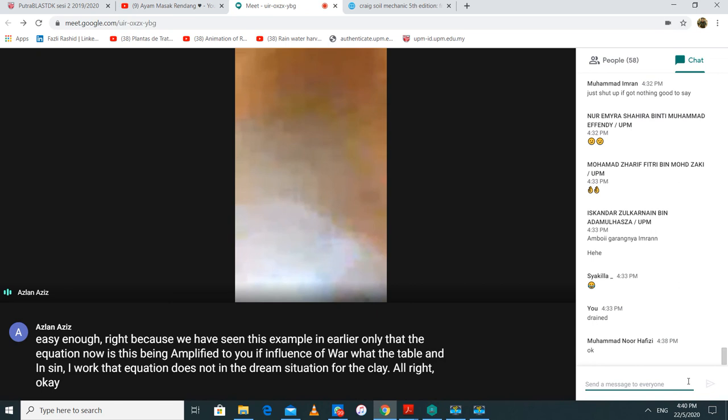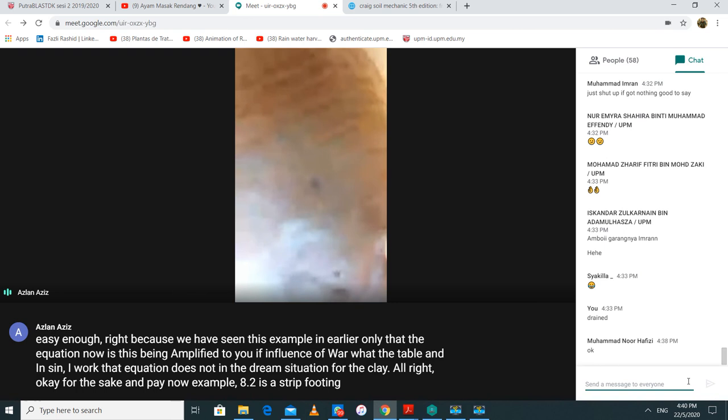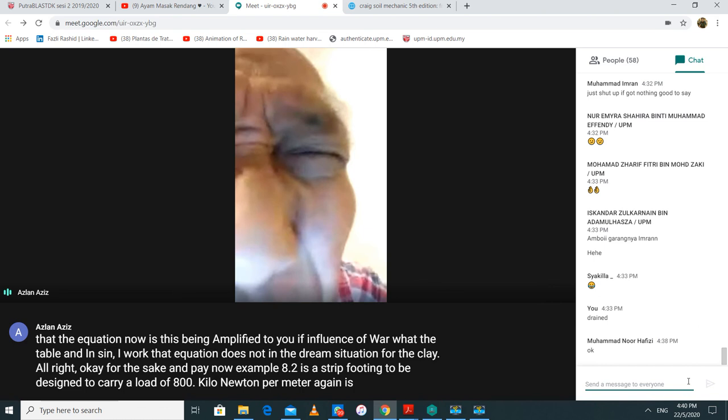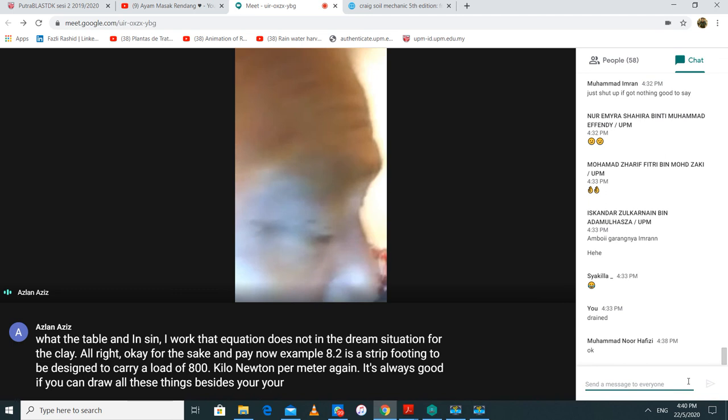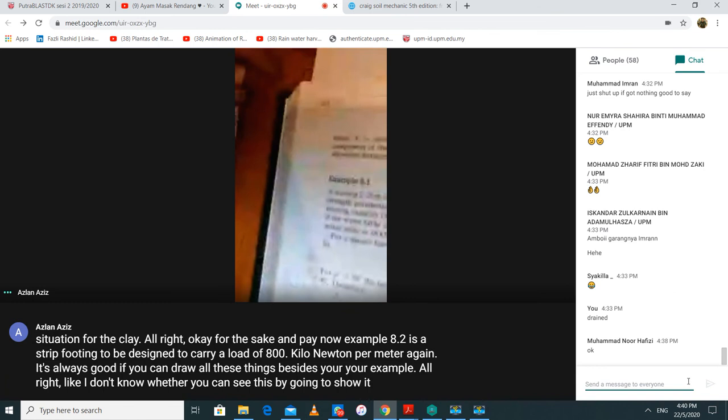Now, example 8.2 is a strip footing to be designed to carry a load of 800 kilonewton per meter. Again, it's always good if you can draw all these things beside your example, all right? Like, I don't know whether you can see this, but I'm going to show it to you. See, I drew it, all of this, because I thought you can see it.